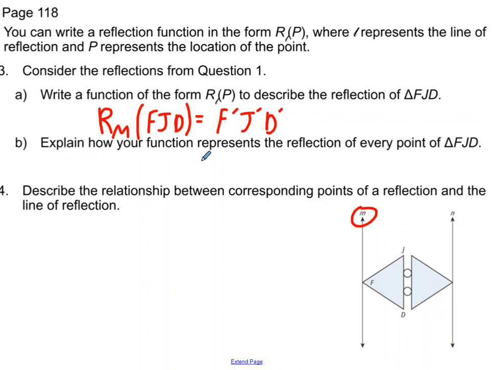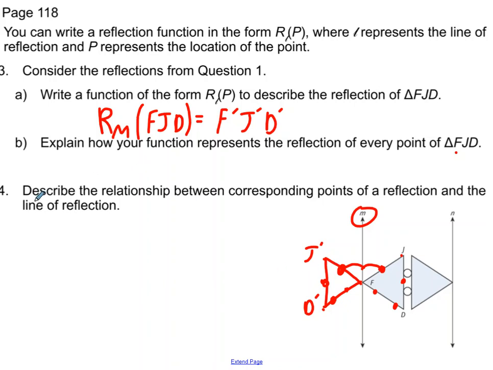Explain how your function represents the reflection of every point of triangle FJD. Well, if I recall, we had a triangle like this. Now, we did the endpoints of J prime, D prime, and F prime, but there's a point here and a point here. And those two are, in fact, a perpendicular same distance across the line of reflection. Same for this point here, and this point here, and this point here, and here, and this one, and this one. So it is a reflection of all corresponding points.